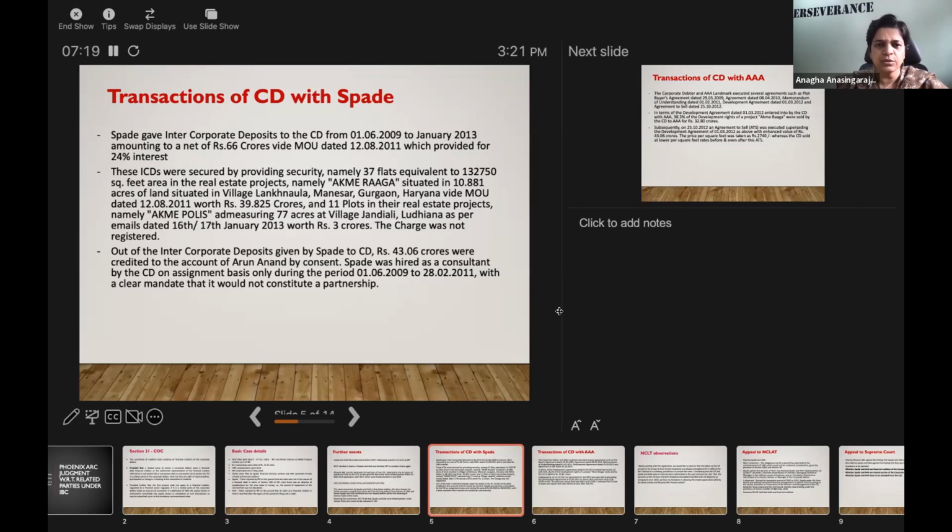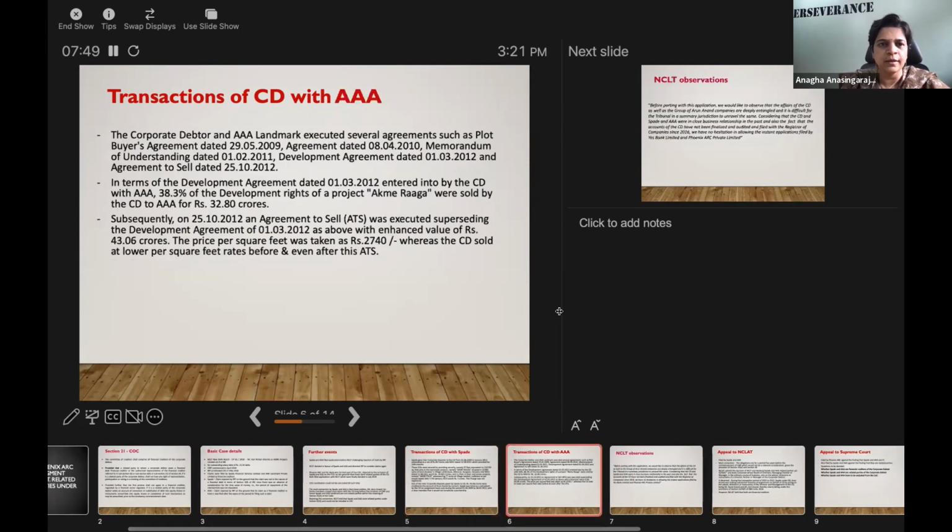Now, in addition to that, SPADE was hired as a consultant by the CD on an assignment basis only during the period of 2009 to 2011, with a clear mandate that it would not constitute a partnership. So on paper, it was written that transactions between SPADE and the CD were only in the nature of consultancy services. They would not constitute a partnership between the CD and SPADE. And the other transaction with SPADE was that the ICD of 66 crores was given to the CD.